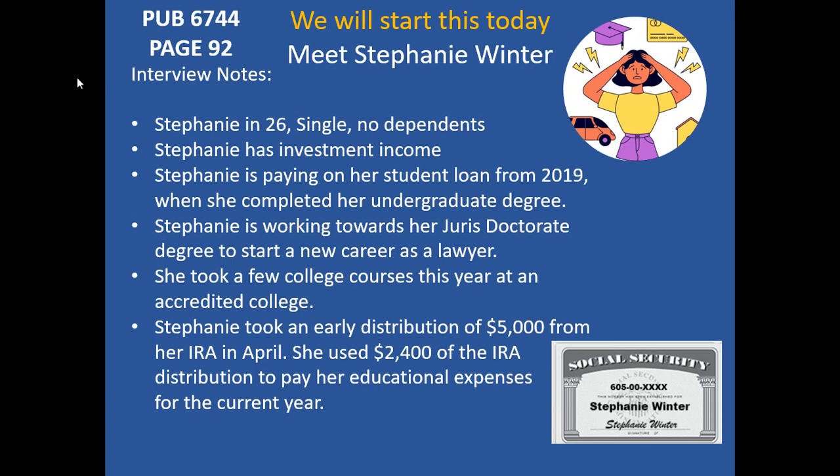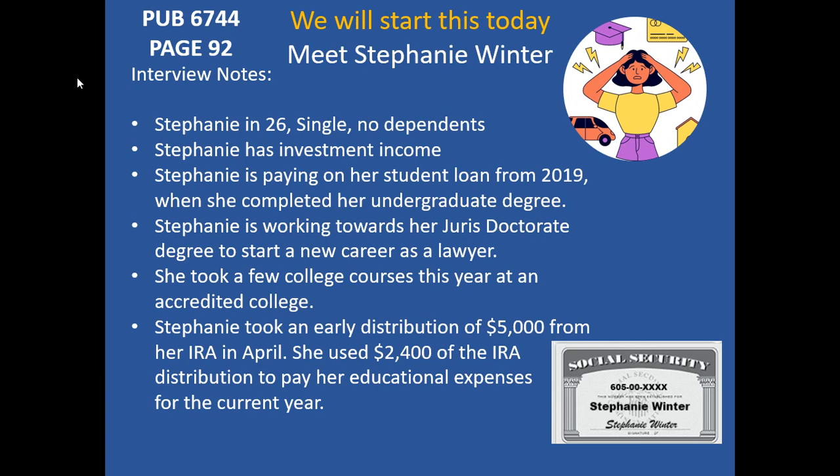She took out an early distribution of $5,000 from her IRA in April. She used $2,400 of the IRA distribution to pay her educational expenses for the current year. So she is not 59 and a half yet. We talked about this last time. She's not 59 and a half, and she's taking money out of a retirement account.